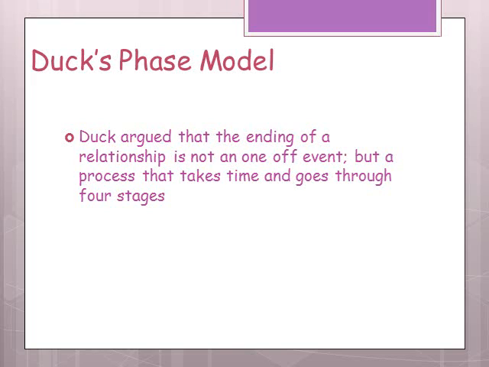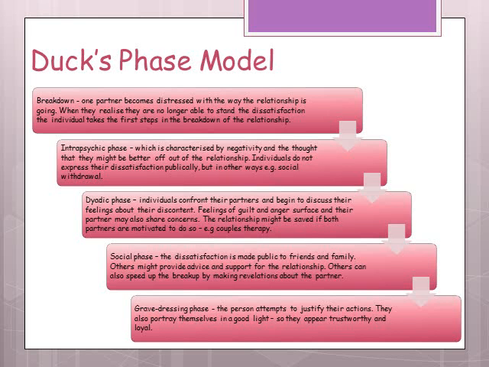Okay, now we're moving on to the breakdown of relationships, and we need to be aware of Duck's phase model. So Duck argued that the ending of a relationship is not a one-off event, but goes through a process that takes time, and it goes through 4 main stages. So we have the breakdown, that's where it starts. One partner becomes distressed with the way the relationship is going, and when they realise that they are no longer able to stand the dissatisfaction, the individual takes the first steps into the breakdown of the relationship.